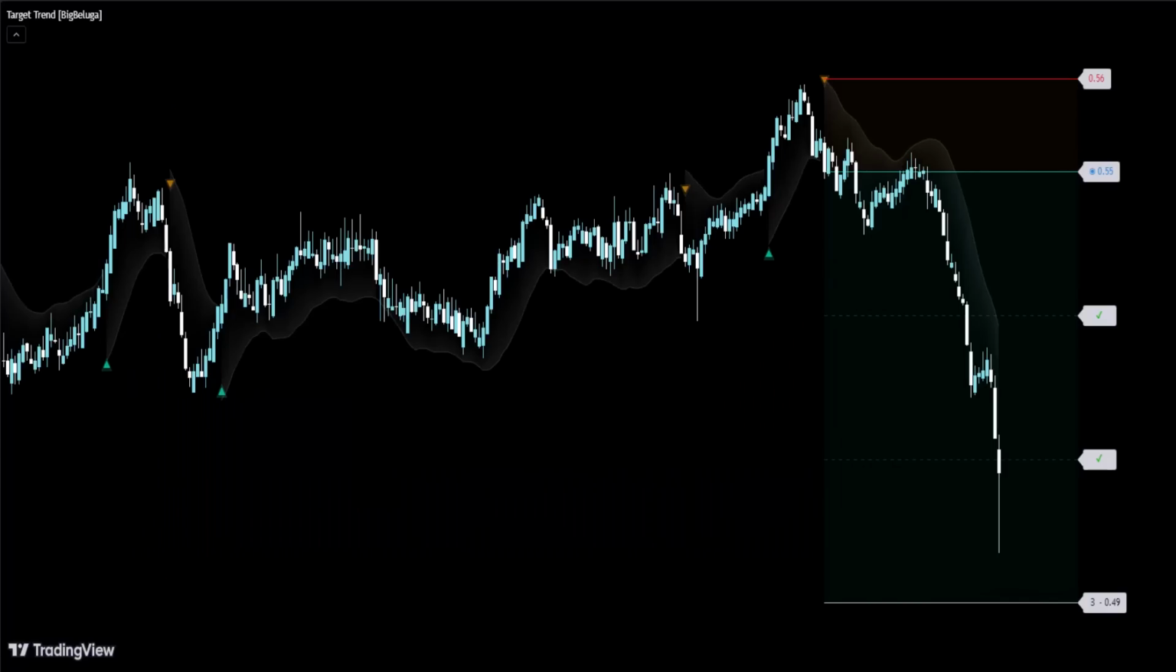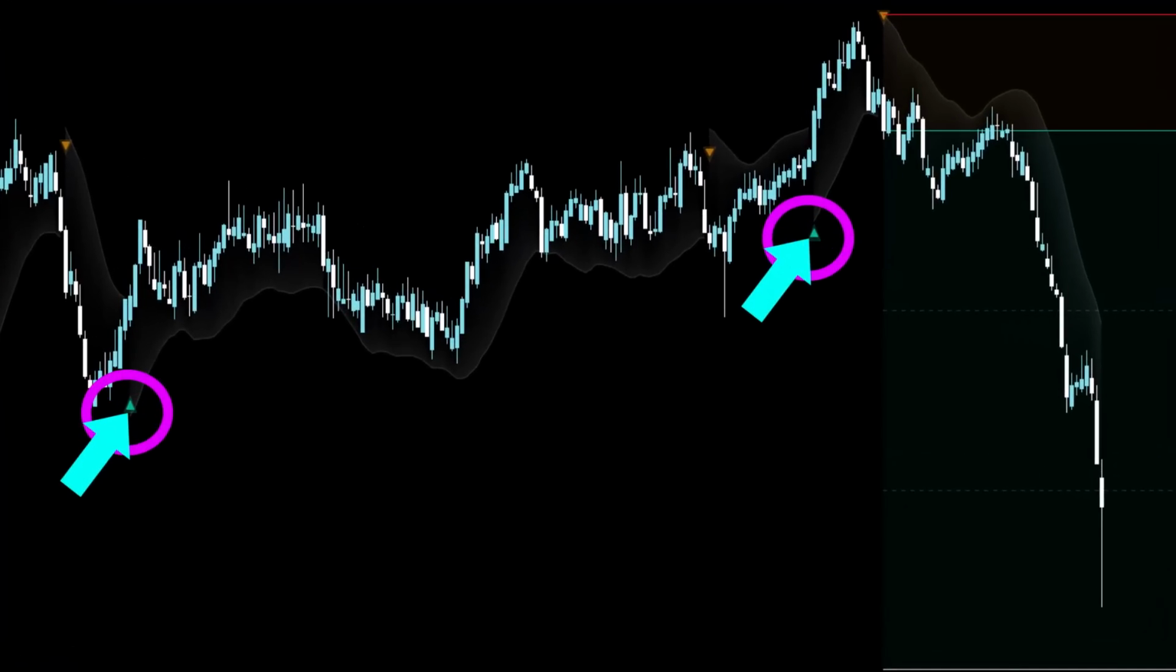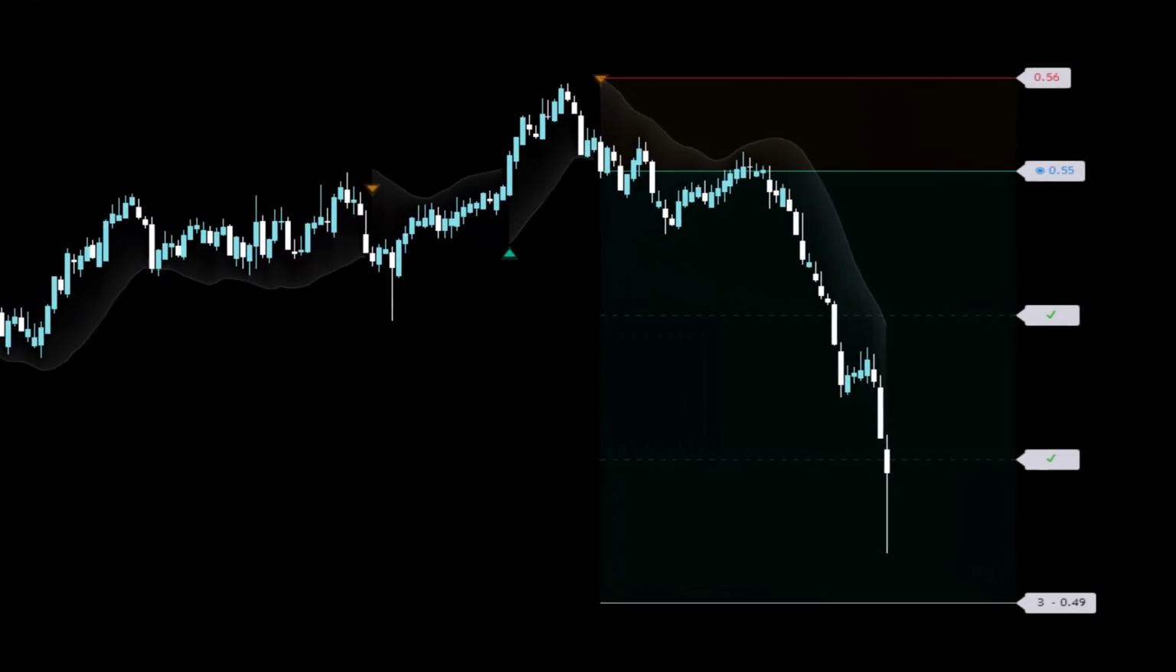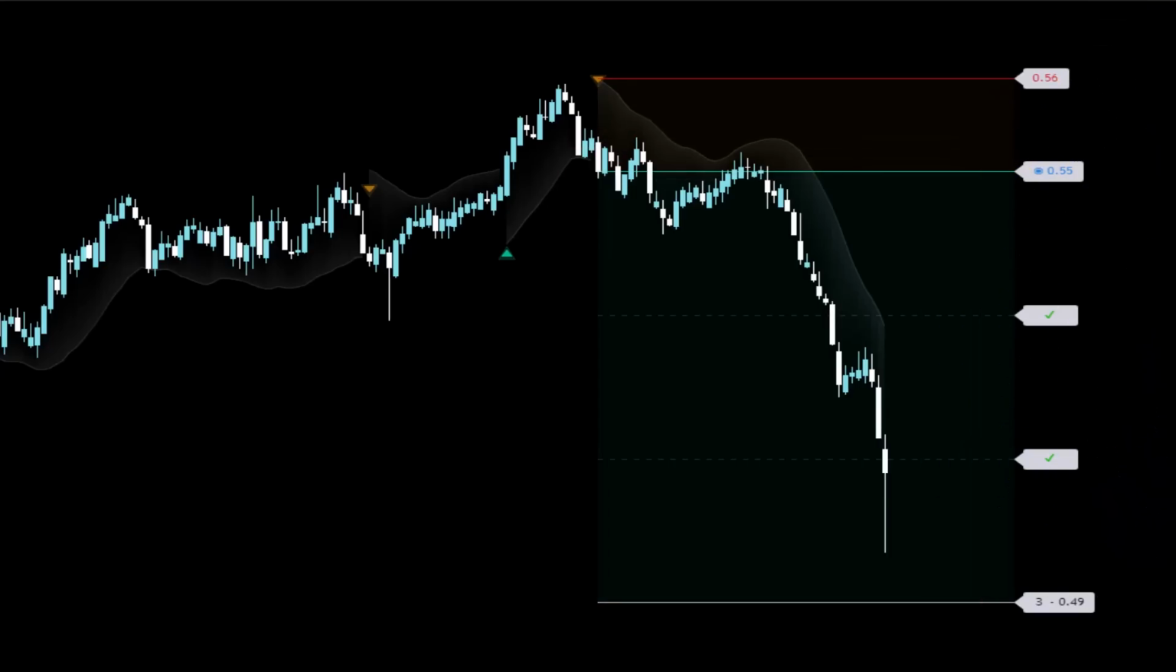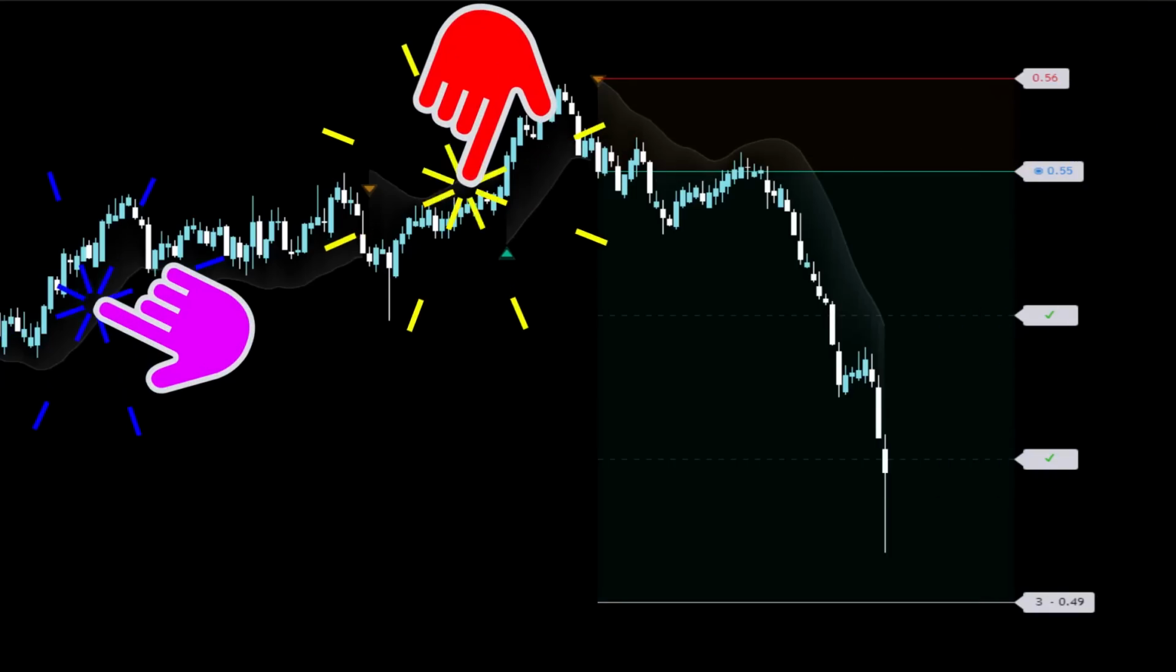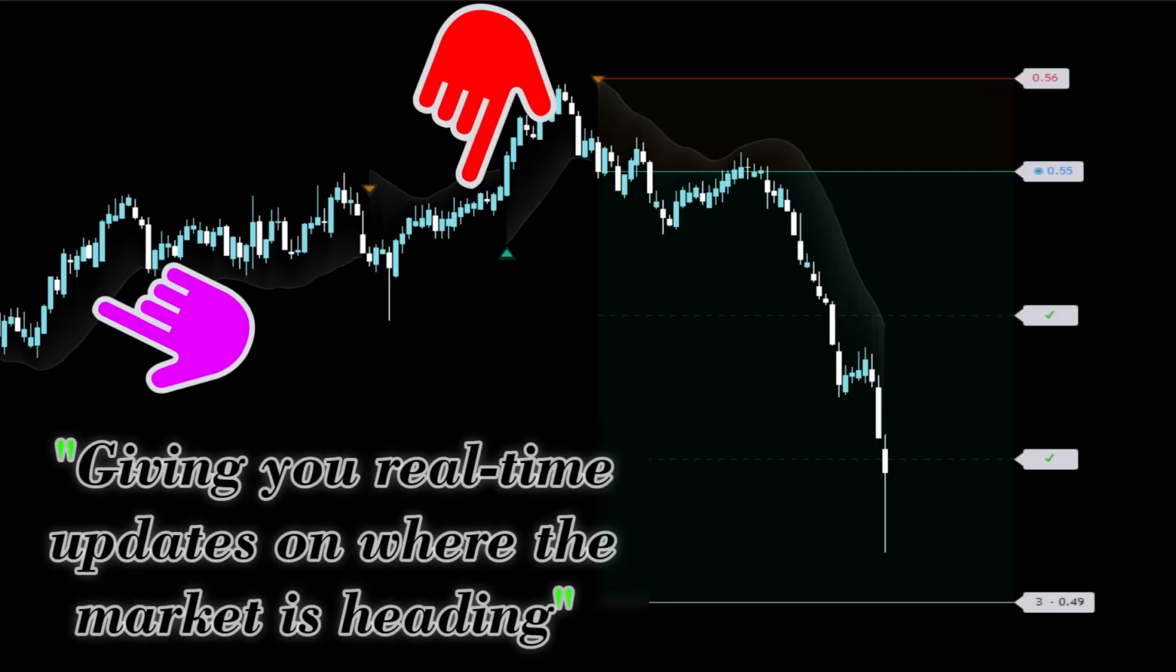Imagine having a powerful tool that not only helps you find the best entry points, but also automatically determines your stop loss and profit targets every single time. Here's the magic. Target Trend Indicator uses adaptive simple moving average bands to detect when the trend is shifting, giving you real-time updates on where the market is heading.